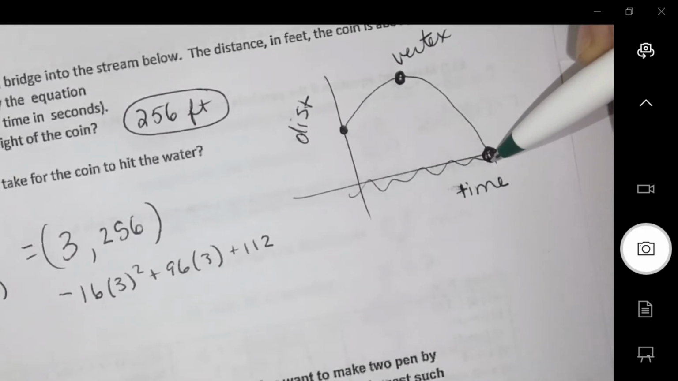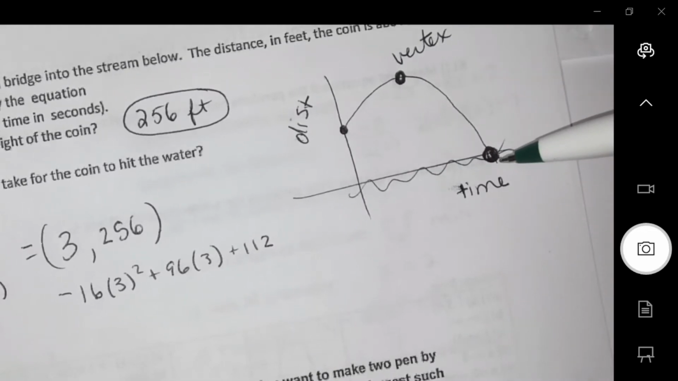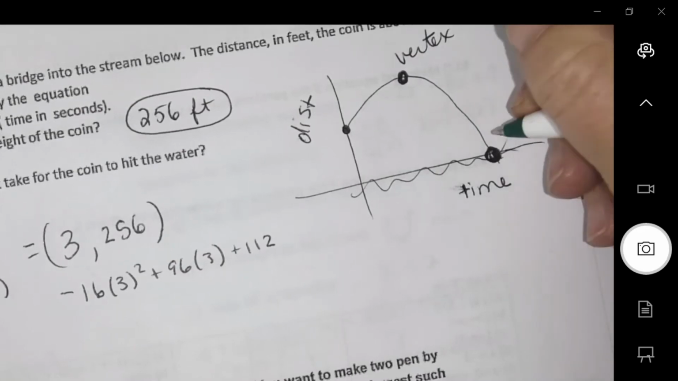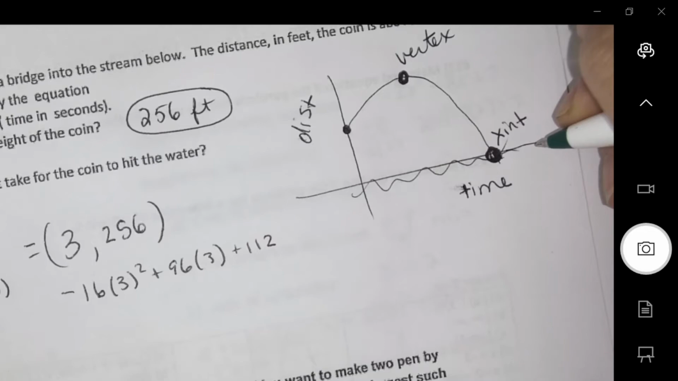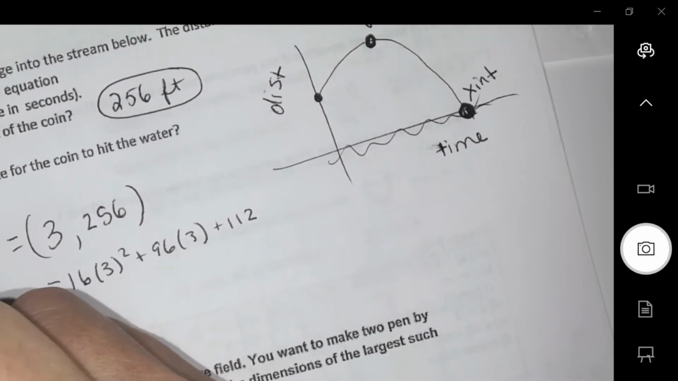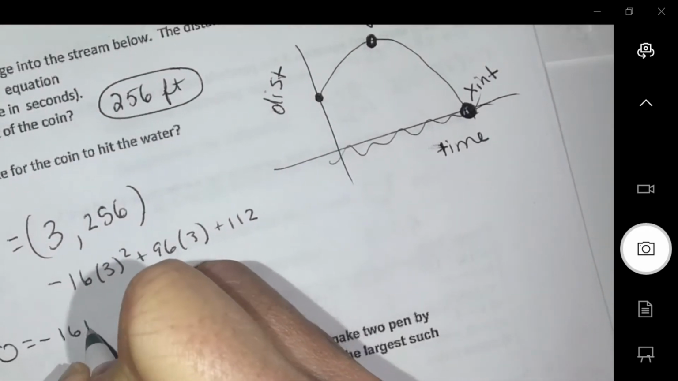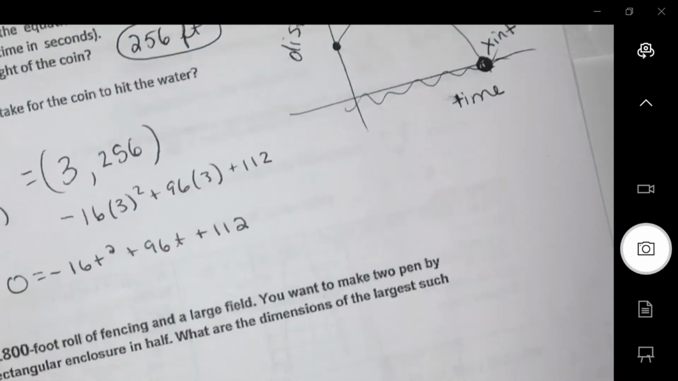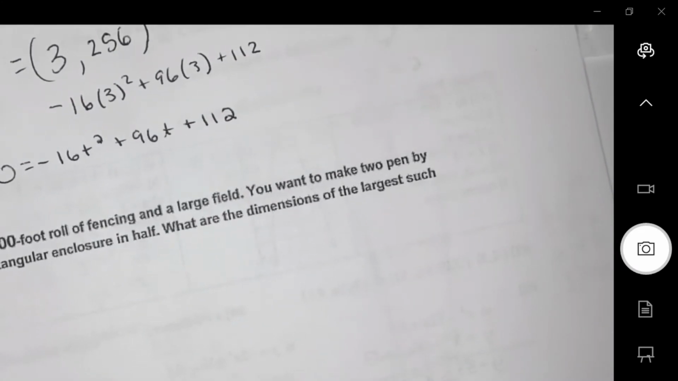So if I'm asking you for how long it's going to take to hit the water, I'm going to figure this out. What is this point called in words? The x-intercept. Okay, well, how do we figure out x-intercepts? What's the strategy? Y equals 0. So if y equals 0, okay, this one is a challenging one. This would be more in the next unit. I think I would put something like this.